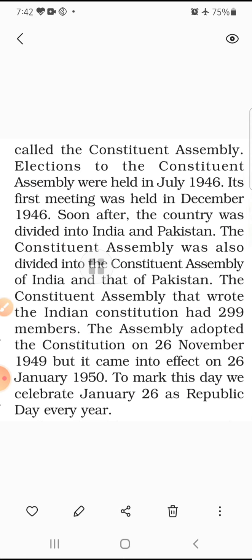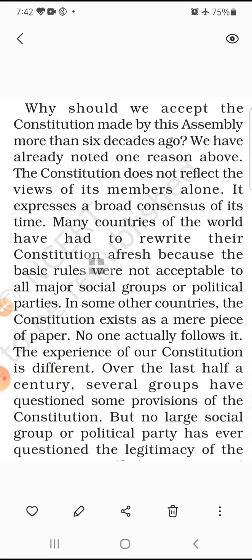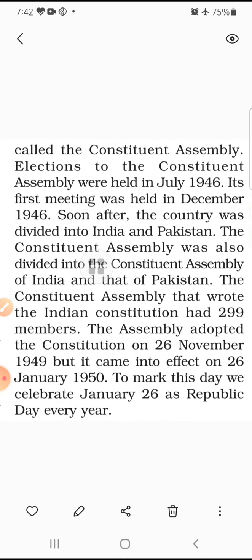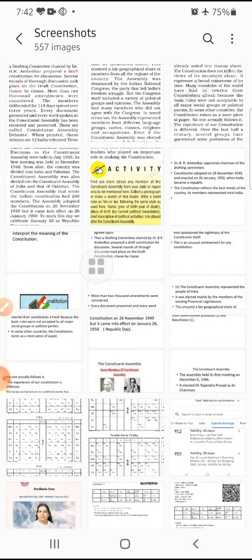We know that this much time it took to come in front of the people, because of the diversity of our country, and everything was included on behalf of the people by the Constituent Assembly leaders. So to mark this day, we celebrate 26 January as Republic Day every year. So the reason behind why we should accept this?